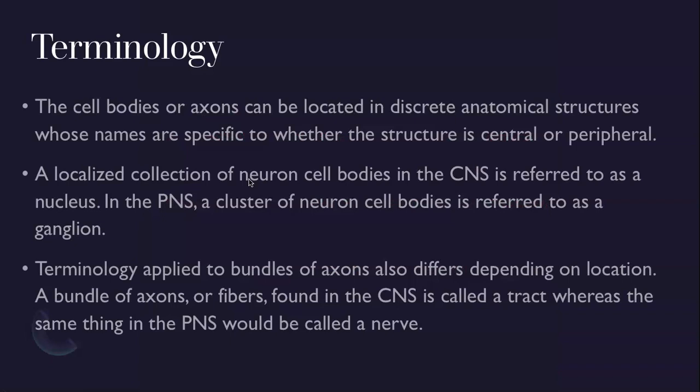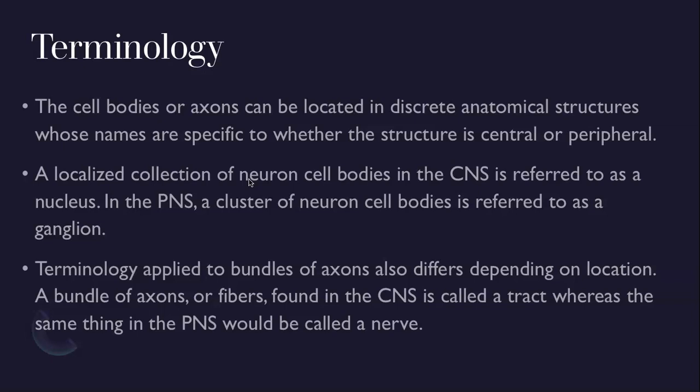And then that's going to bring me into that terminology. Depending on where you find groups of the cell bodies or groups of axons, they will be given different names. So a localized collection of neuron cell bodies, when you find them in the central nervous system, is referred to as a nucleus. But if you find that same type of structure, just a collection of cell bodies in the peripheral nervous system, we call that a ganglion.